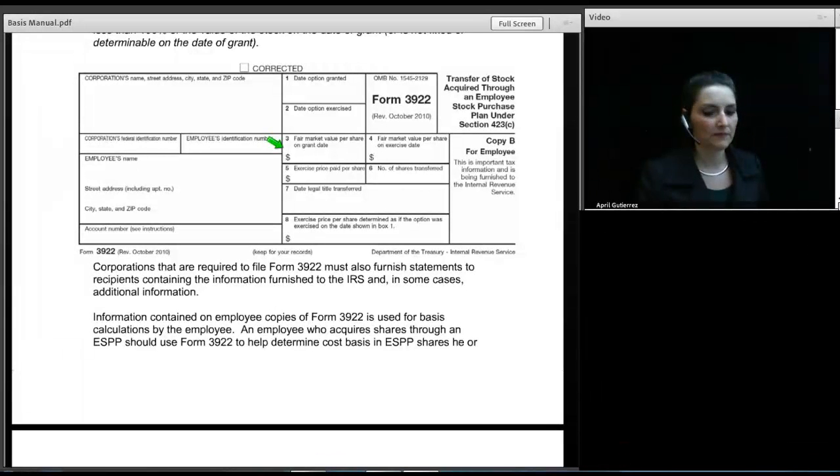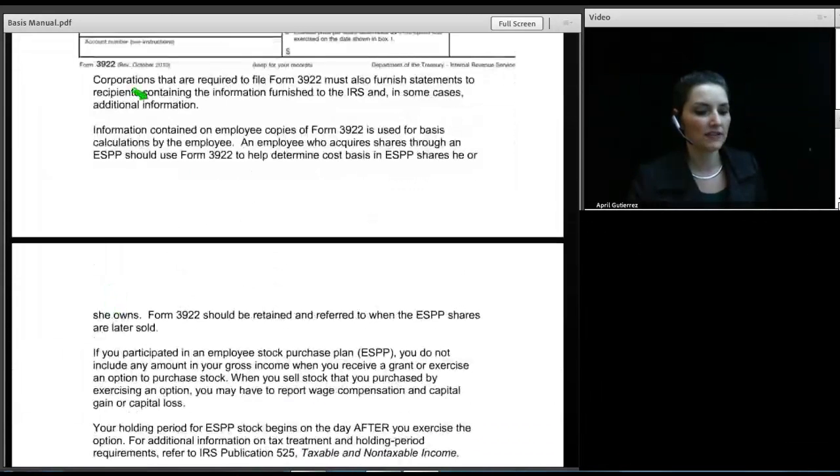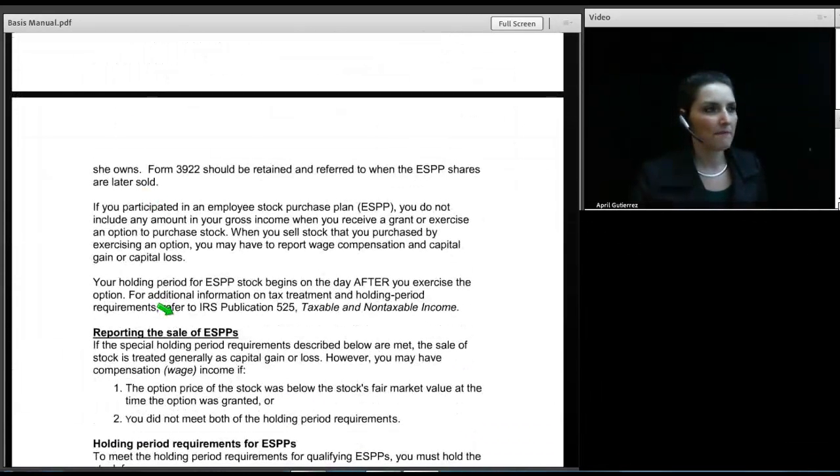And here's why. We're going to take a look at all of the reasons why this basis is the fair market value of the stock.